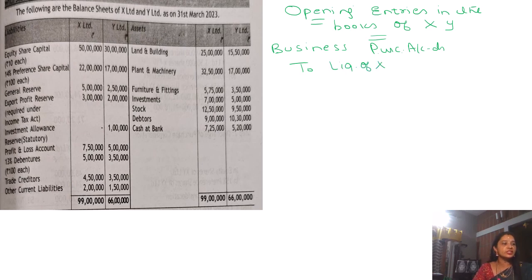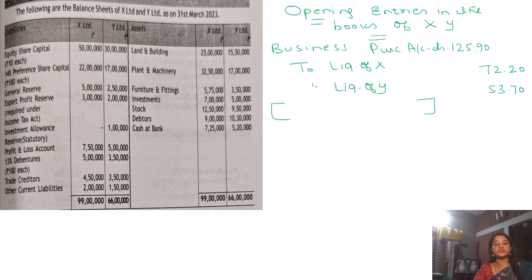How much will the liquidators of X get? Liquidators of X will get 72 lakhs 20,000, to liquidators of Y. Liquidators of Y will get 53 lakhs 70,000. So both total put together, they will get 1 crore 25 lakhs 90,000. So this is the business purchase.